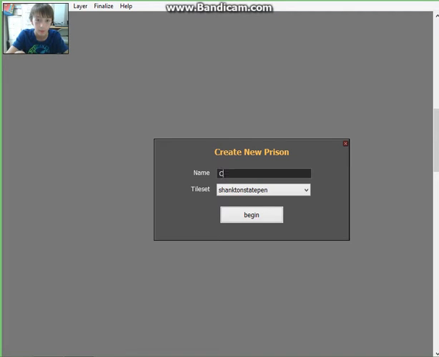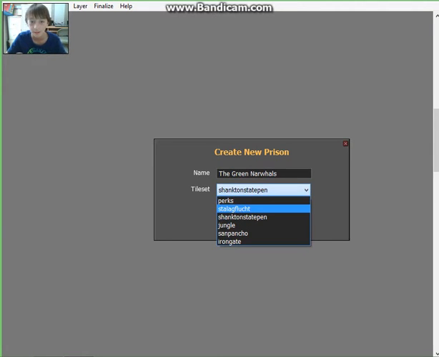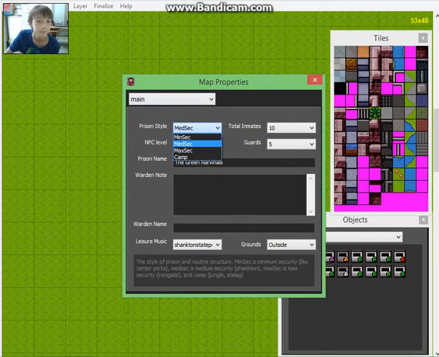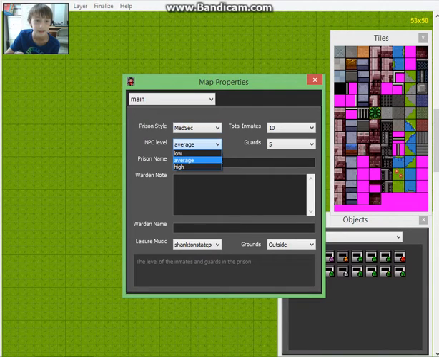What should it be called? Con. It should be narwhal, or maybe narwhal. The green narwhals. Okay. The green narwhals. So the towel set. I'll keep it at perks. So let's see. It's going to be medium security. Wait, the level of the inmate.